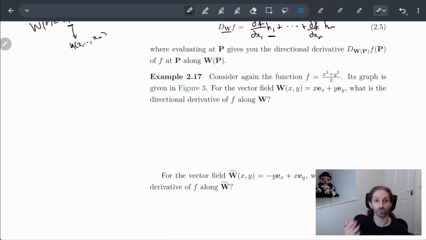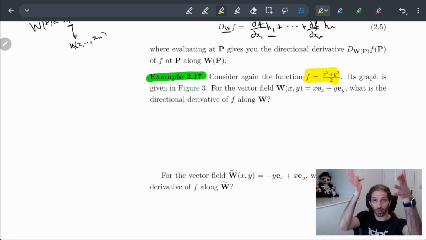We'll do a quick example before ending this video. What we're going to do is look at the previous example. We're going to let f be the function x squared plus y squared, divided by 2. And here we already saw this graph. This is kind of like that cylindrical shape, the bowl looking thing.